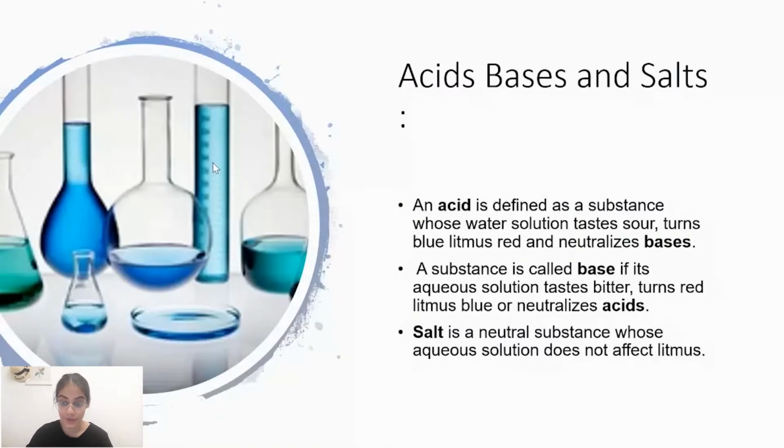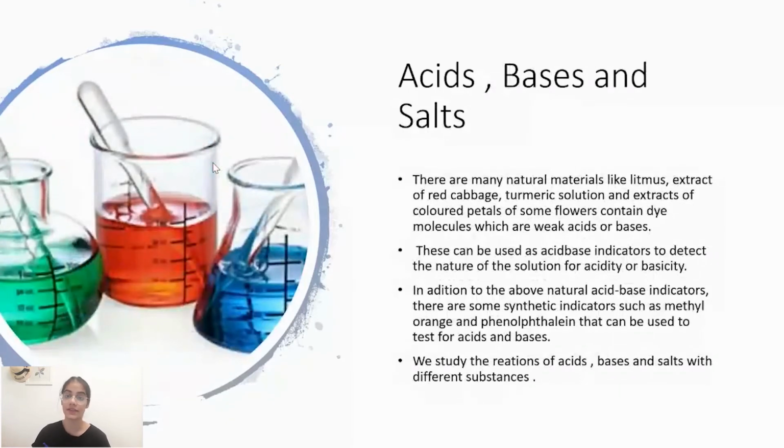Acid is a substance whose water solution tastes sour, turns blue litmus red, and neutralizes bases. A base, in an aqueous solution, tastes bitter, turns red litmus blue, and neutralizes acids. Salt is a neutral substance produced when acids and bases react with each other, and since it is neutral, it does not affect litmus paper. To actually understand what an acid is, what a base is, what litmus paper is, let us go further.